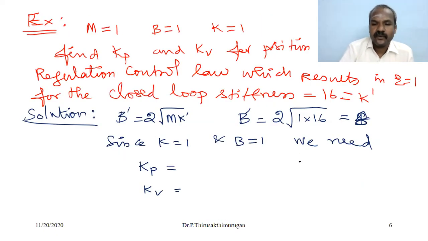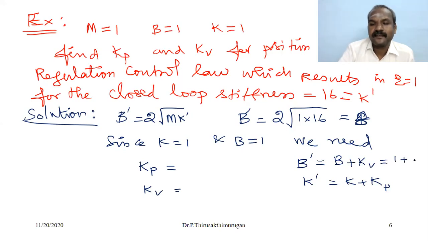So we know that B dash equals B plus KV. We know K dash equals K plus KP. Substitute here: 1 plus KV is unknown, B dash is 8. So what is KV? 8 minus 1, 7. Okay, so KV is 7.